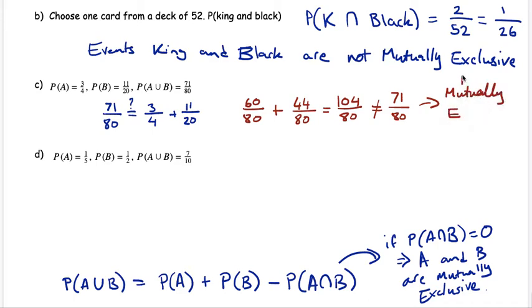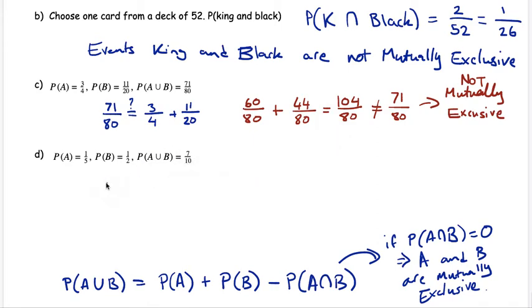Sorry, not mutually exclusive. So these two events are not mutually exclusive because there is an intersection. We'd actually have to subtract the intersection to get them equal. So they're not mutually exclusive.